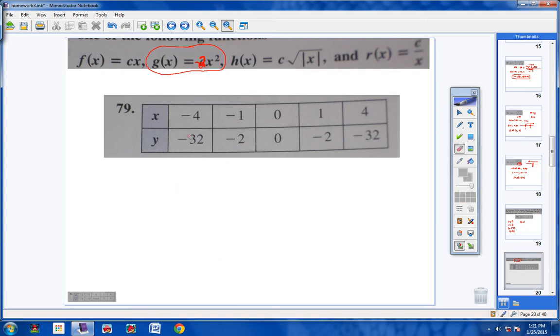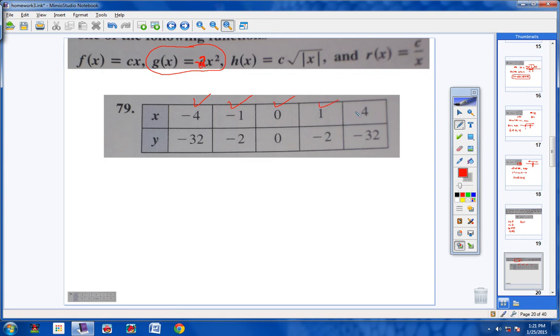Alright, let's put -4 in. -4 squared is 16. 16 times -2 is -32. So this one checks. Alright, put a -1 in. When you square a -1, you get 1. 1 times -2 is -2. This one checks. Put a 0 in for x. Square the 0 times -2, you get out a 0. This one checks. Put a 1 in for x. 1 times 1 is 1. Times a -2 would be -2. This one checks. I got out -2.